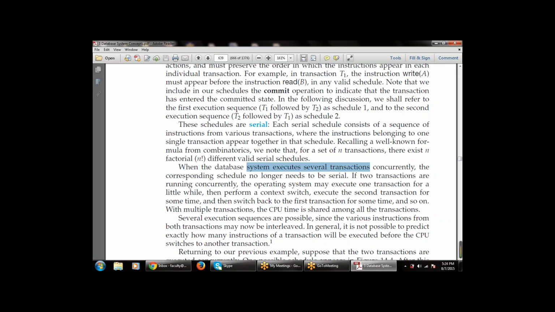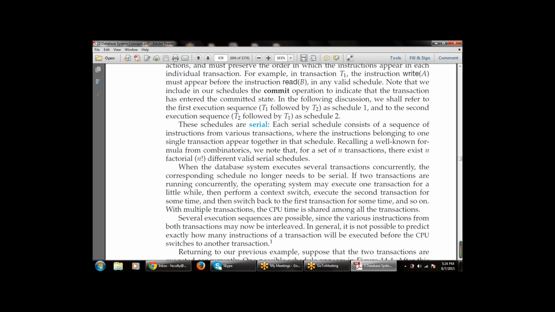So when a database system executes several transactions concurrently, the corresponding schedule no longer needs to be serial. Whenever transactions execute concurrently, the corresponding schedule is no longer required to be serial.